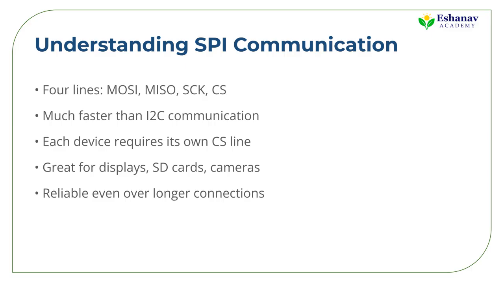Each new device needs its own chip select line. I've had projects where running too many CS lines became messy, and in those cases, I2C was easier. But if you care about speed and stability over longer runs, SPI wins every time. Think about your project. Do you need fewer wires or higher speed? That choice defines which protocol to use.